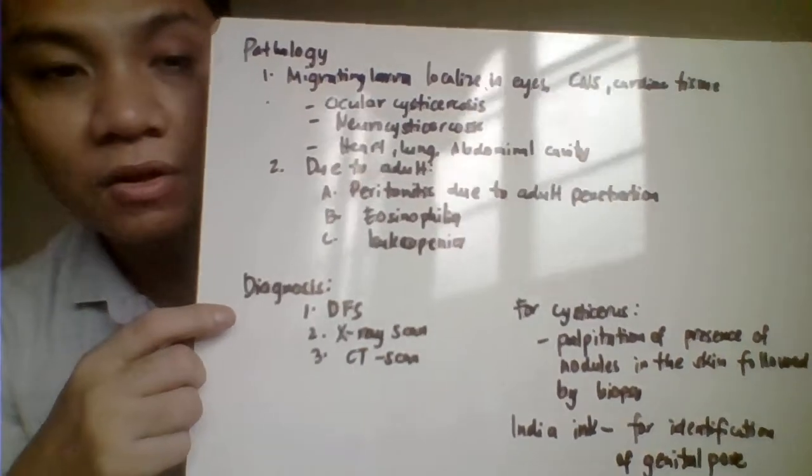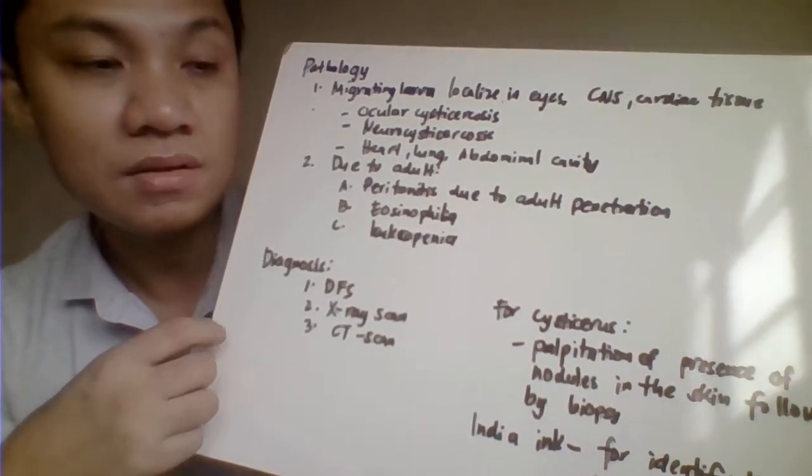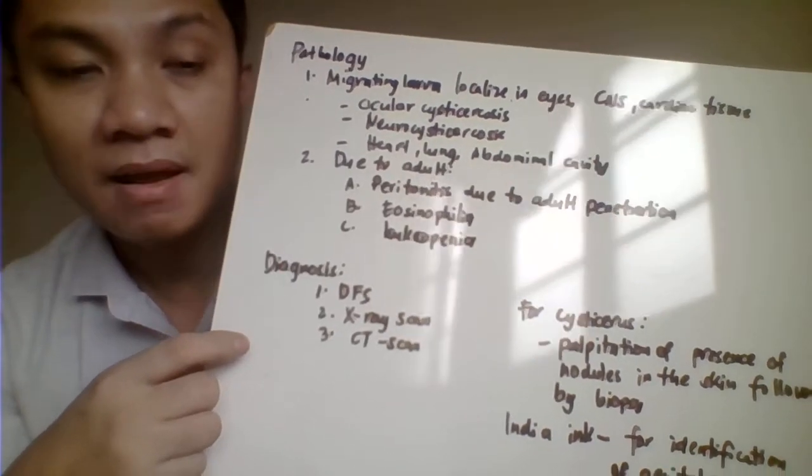So we have also the adult, since the adult is found in your gastrointestinal tract, you try to penetrate your gastrointestinal tract, and it can result in peritonitis.